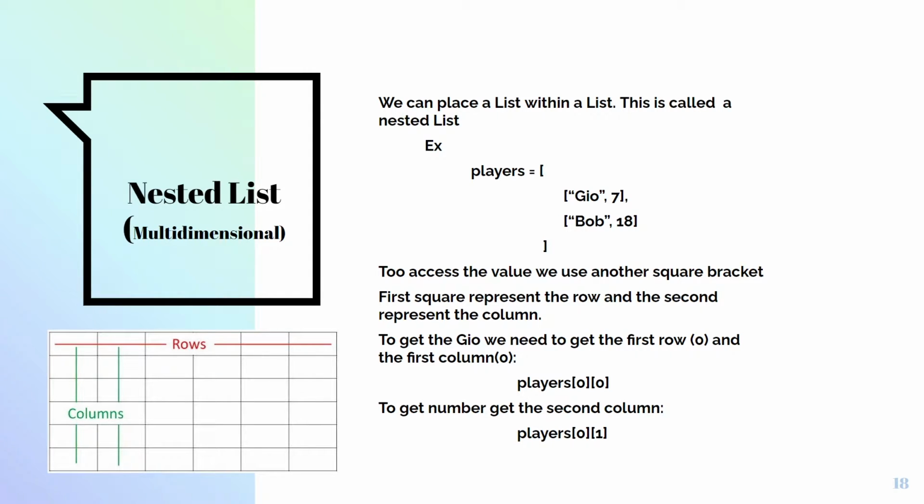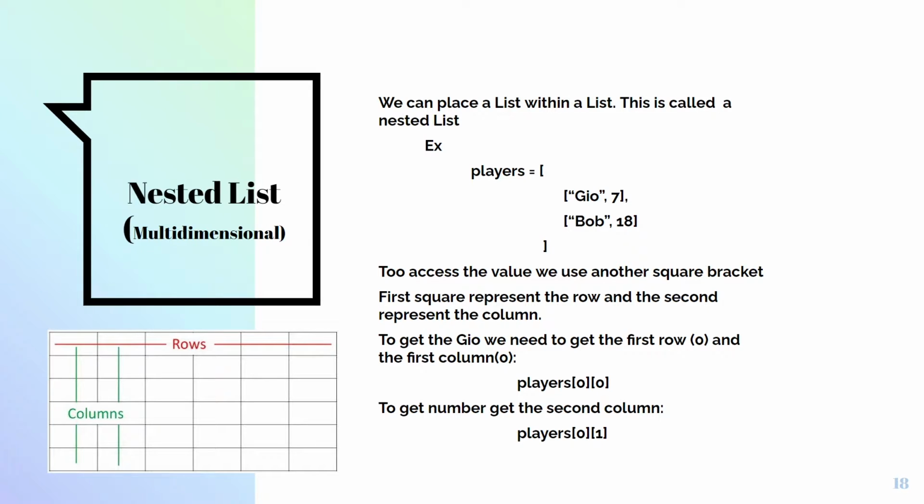So we have the name of the player and their jersey number. Now, to access a value within this nested list, we have to use two square brackets, one to denote the row and another to denote the column. So if I want to get the first player's name, I know that, for example, geo is in the first row while the name is in the first column.